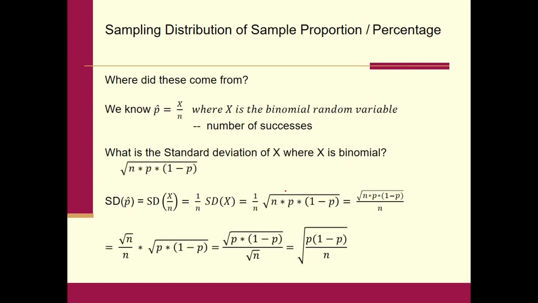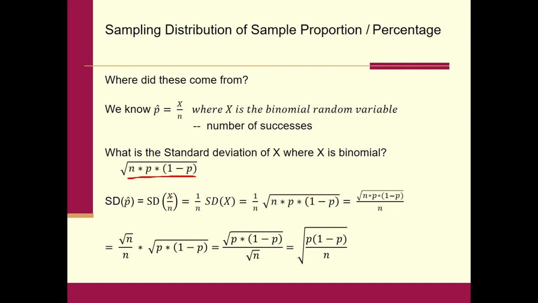Okay, what about the standard deviation of the sampling distribution of p hat? All right, so we develop it the same way. We have to ask ourselves, if x is binomial, what is the standard deviation of x? Remember this? The square root of n times p times 1 minus p. And so you develop it exactly the same way. So you get the standard deviation of the sampling distribution of p hat.